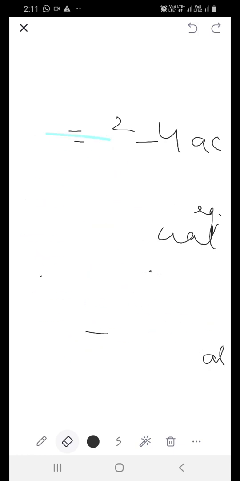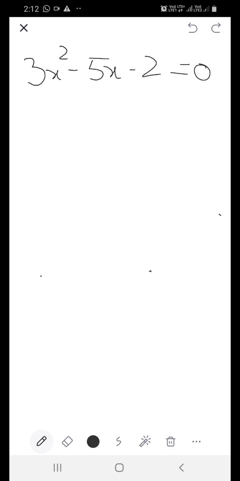Now I am giving you one example. I am writing one quadratic equation. Question first part of your exercise 5.4. And the question says, find the nature of the roots by finding the discriminant of the equation 3x square minus 5x minus 2 is equal to 0. This is the quadratic equation given to you, and you have to tell the nature of the roots of this equation.